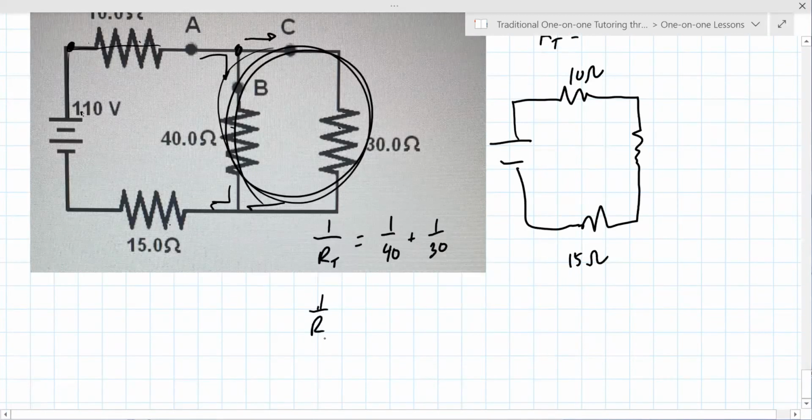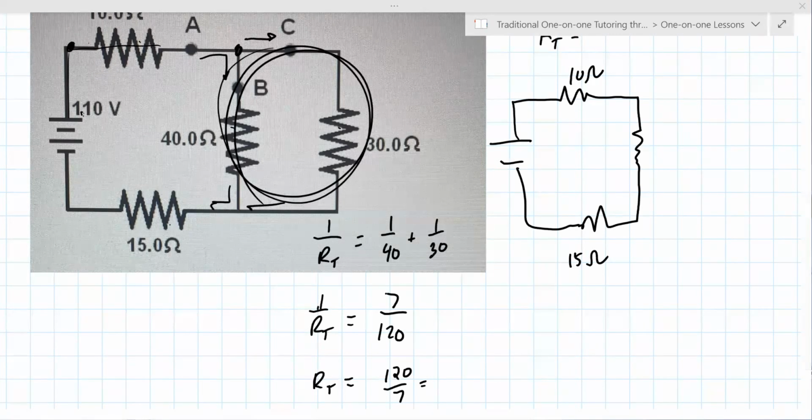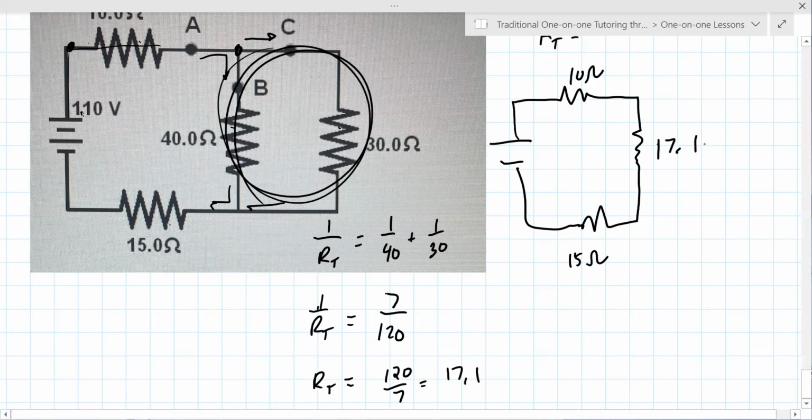Okay, so you can first add them up, 1 over 40 plus 1 over 30. It's okay if you want to do decimals, but just keep in mind that you can also do fractions. So then you flip it, so your RT is 120 over 7, or if you're doing that with a calculator, you might get 17.1.